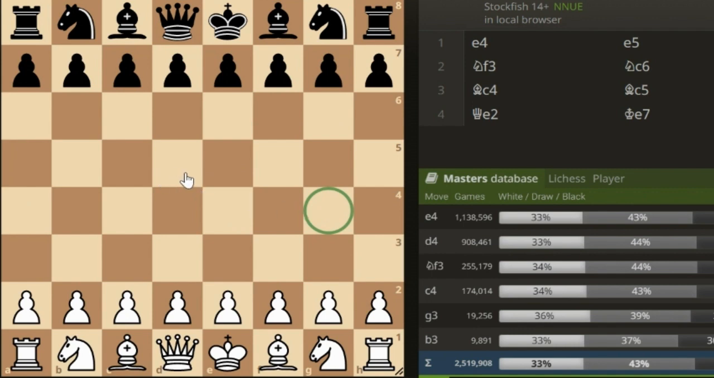And similarly, what is this square? This square is the d5 square. To find that, first of all we need to find which file it is on, the d file, and which rank it is on. It is on the fifth rank, so it is the d5 square.